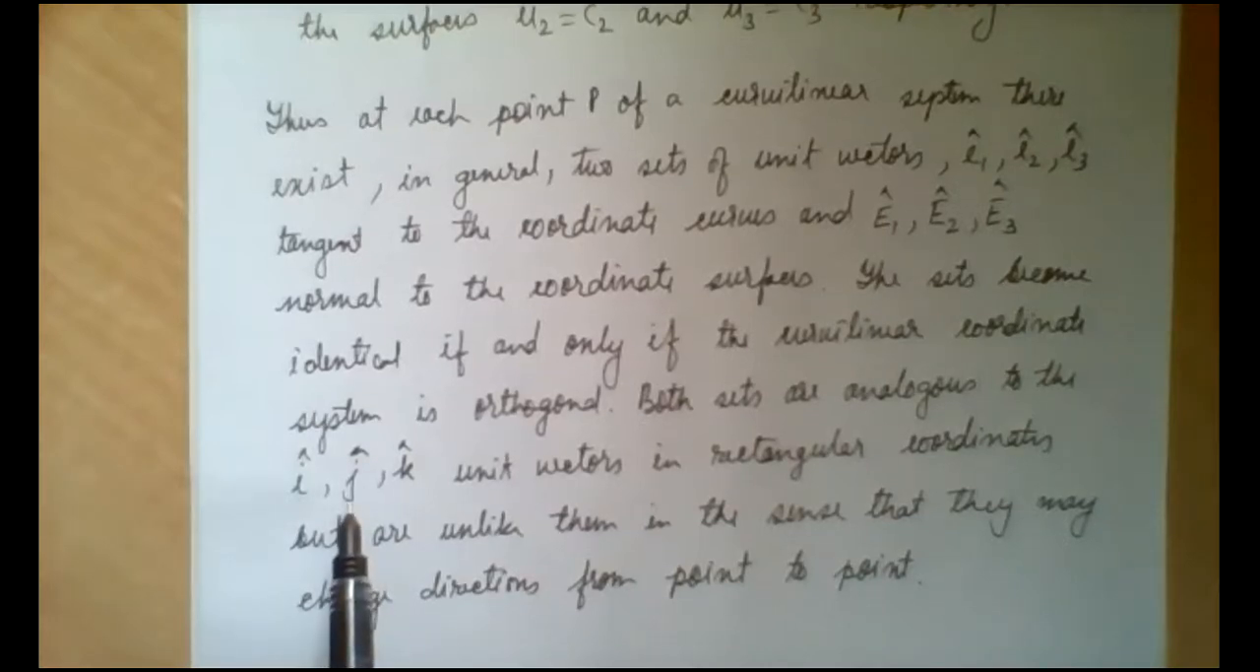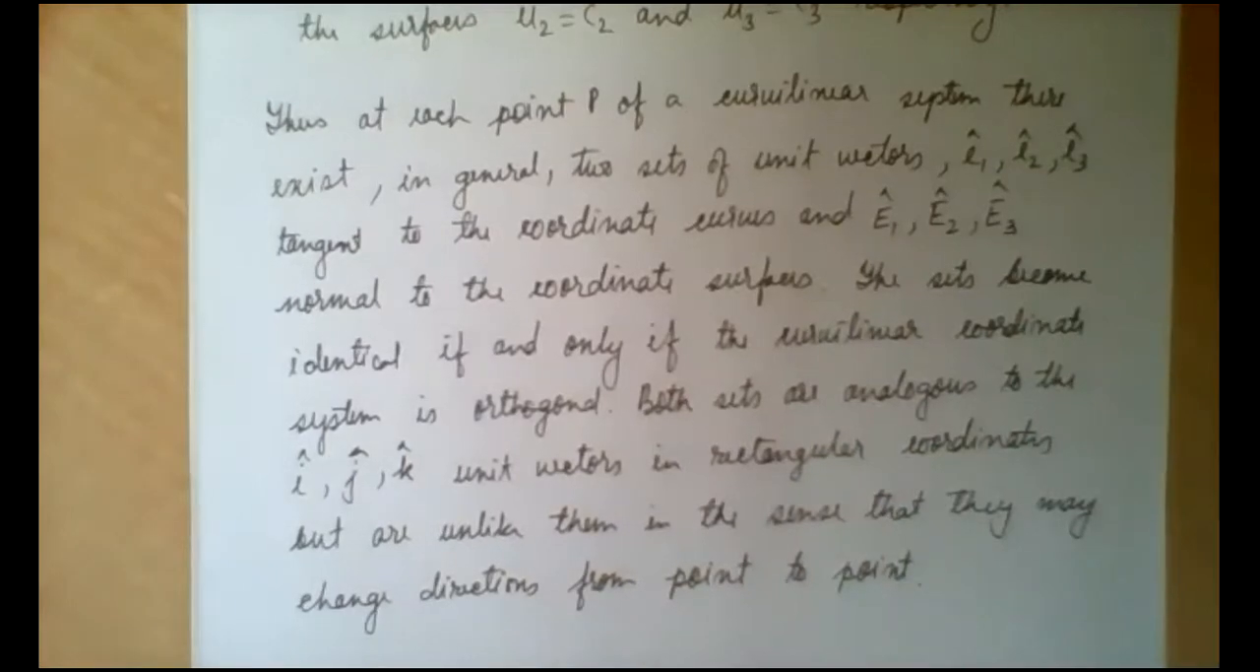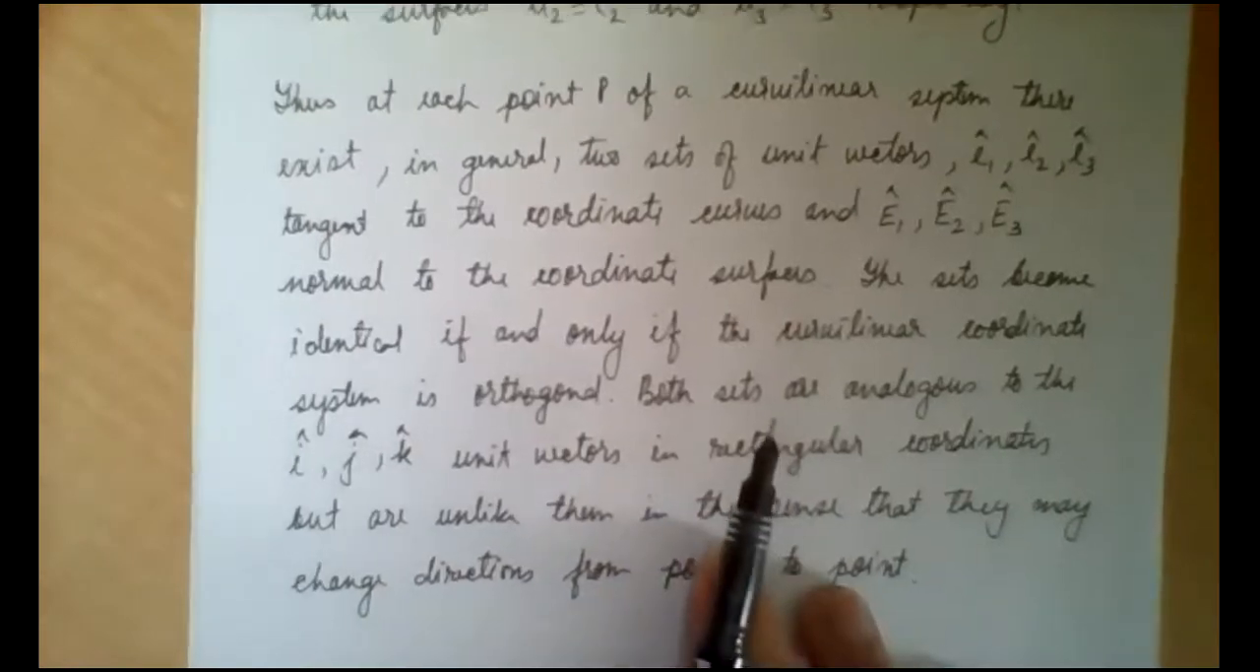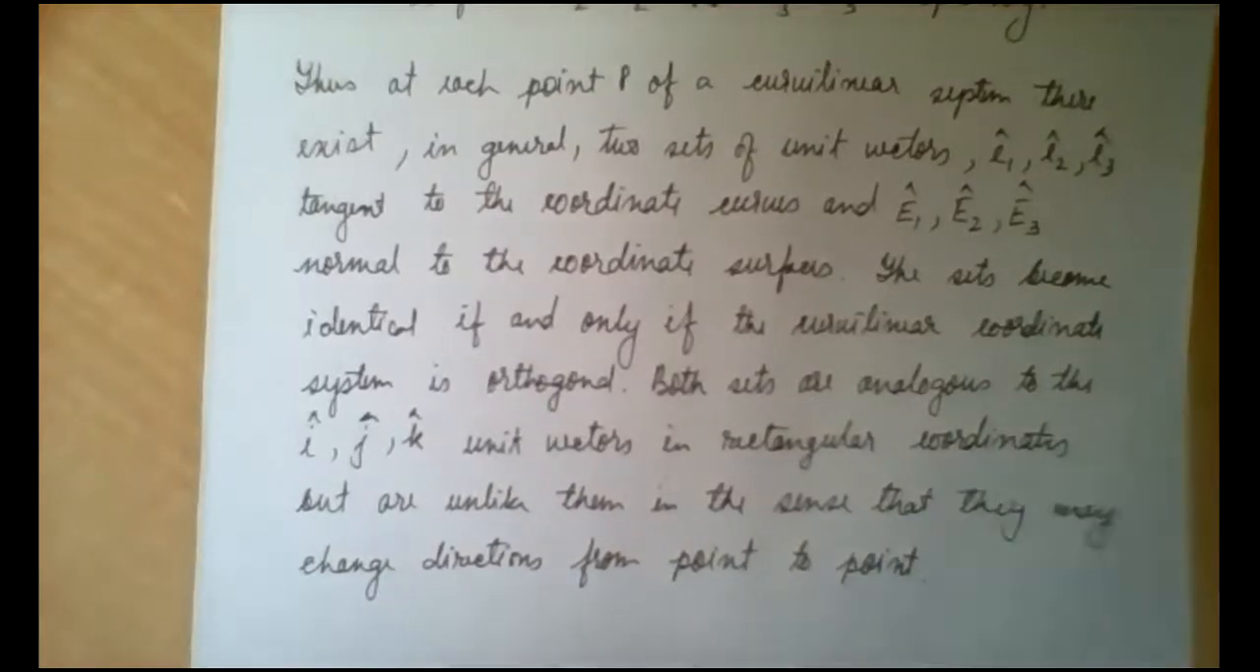Capital E2 hat, capital E3 hat, if the coordinate system is orthogonal. Both sets are analogous to the i, j, k unit vectors in rectangular coordinates, but are unlike them in the sense that... We discussed the polar coordinate system.